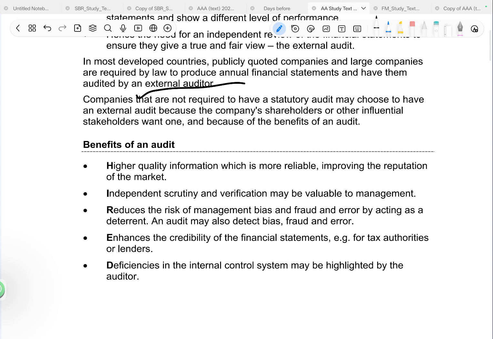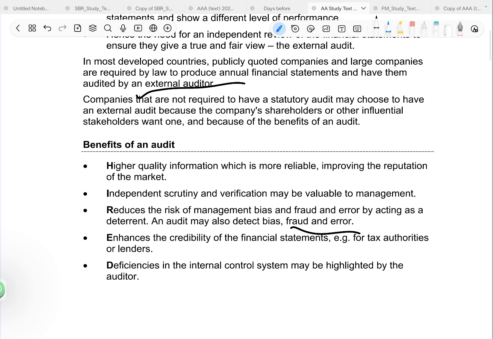Third, audits help reduce the risk of fraud and error. Just the presence of an auditor can act as a deterrent. People are less likely to manipulate numbers if they know someone independent will check them. And of course, audits can sometimes detect fraud, bias, or errors during the review process.